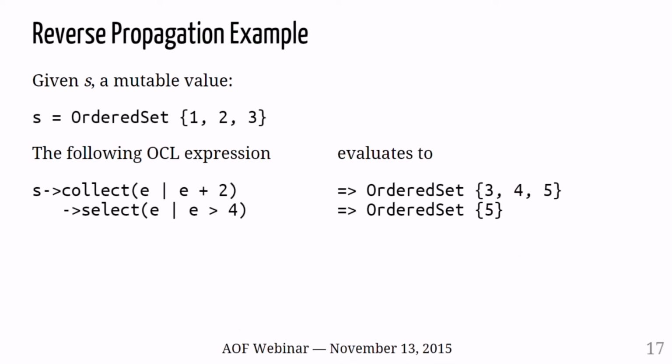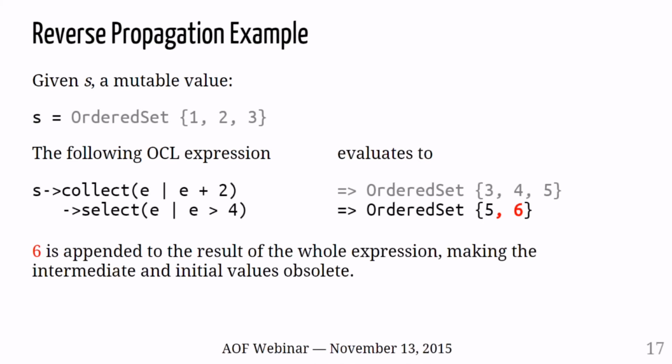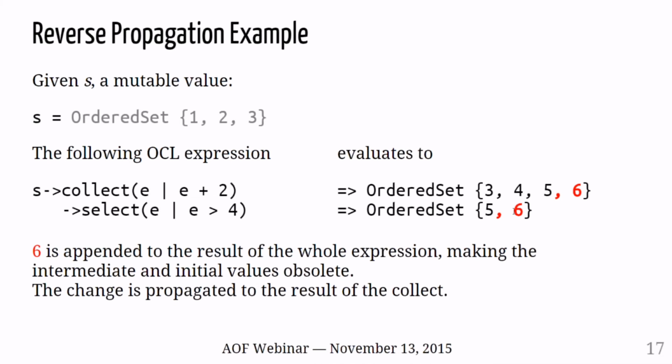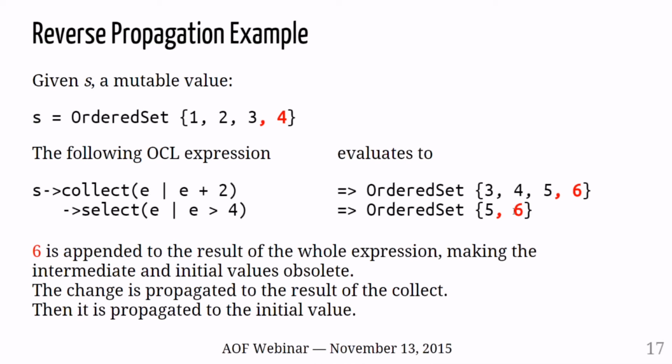So if now we start from the same setting, but we want to perform reverse propagation, let's add a 6 in the target order set. And of course, the intermediate and source values are now obsolete, which is why they are again grayed out. The change is propagated back to the result of the collect, and then it is propagated back to the initial value.